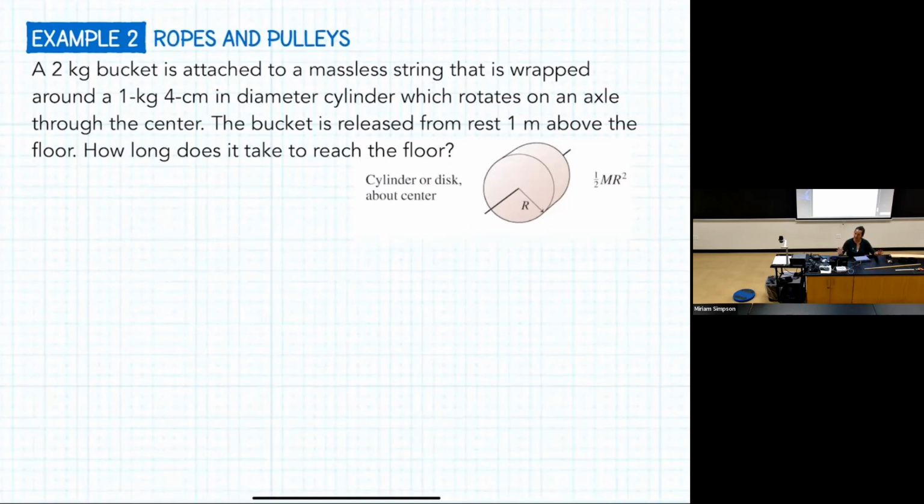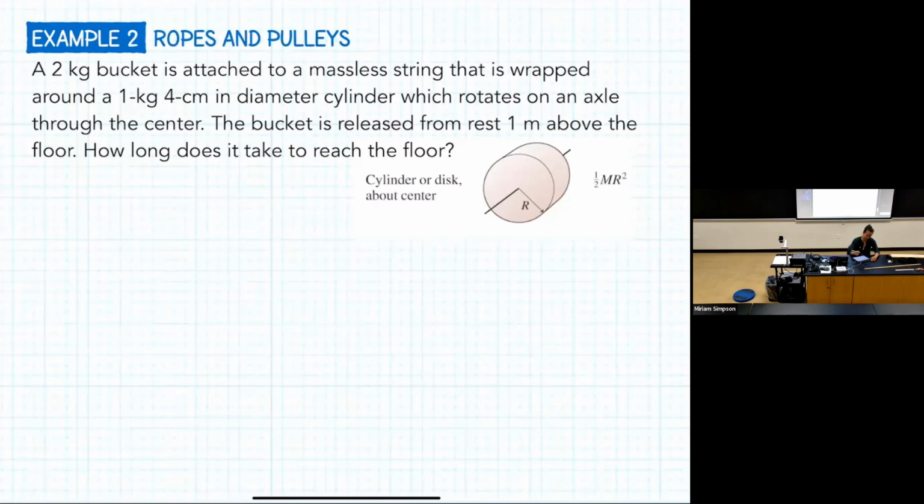All right, so we have a 2 kilogram bucket. It's attached to a massless string, very normal thing, that is wrapped around the 1 kilogram, 4 centimeter in diameter cylinder, which rotates on an axle through the center. The bucket is released from rest 1 meter above the floor. We want to know how long it is going to take to reach the floor. So basically, this is the problem of the clicker question with the solid cylinder. So we are going to start by doing what?